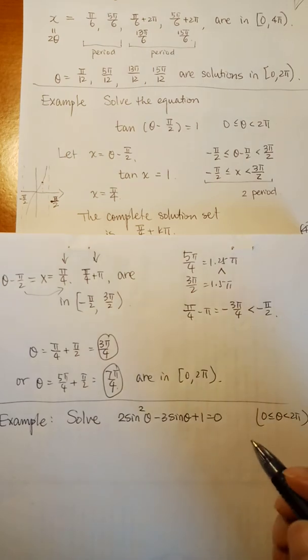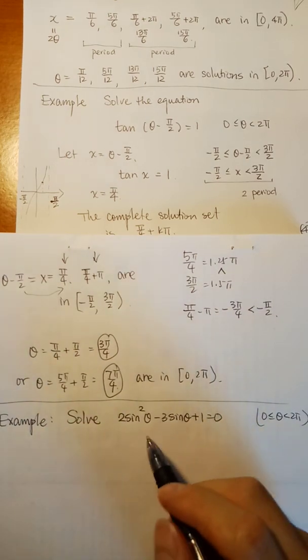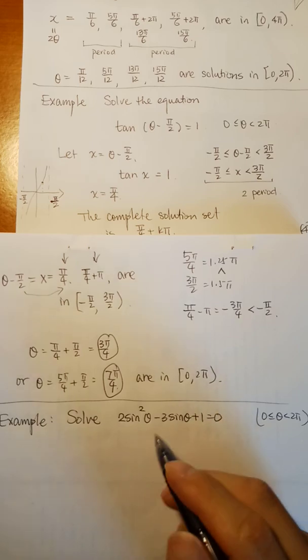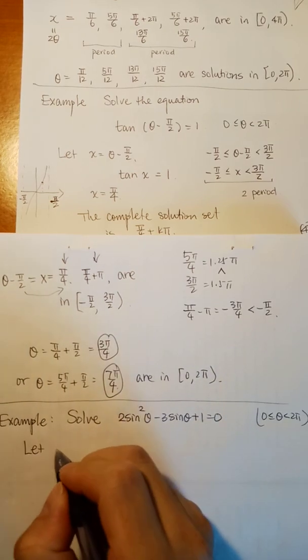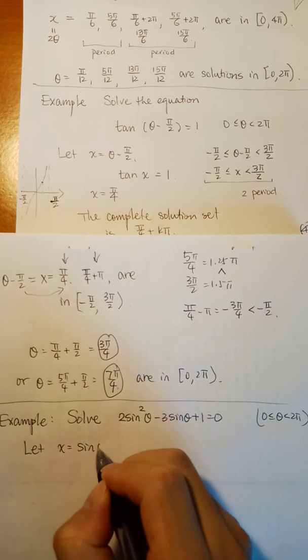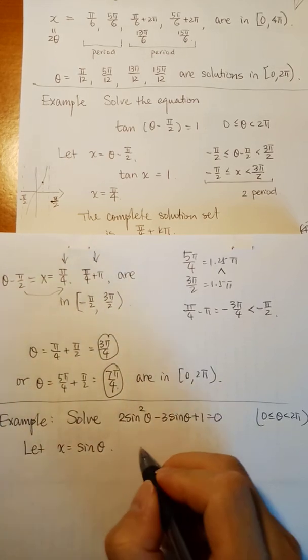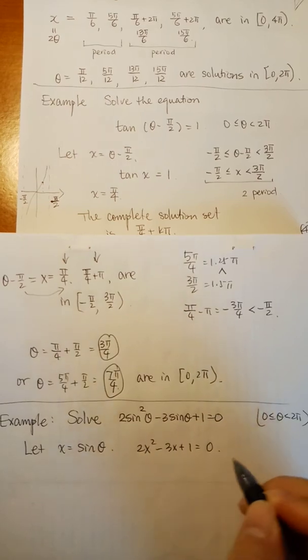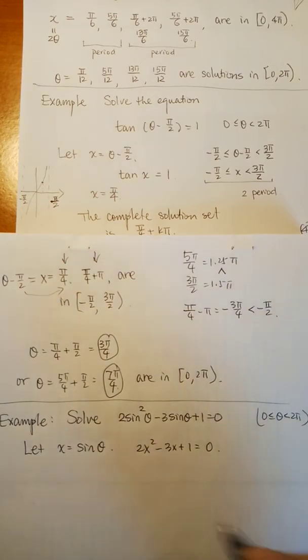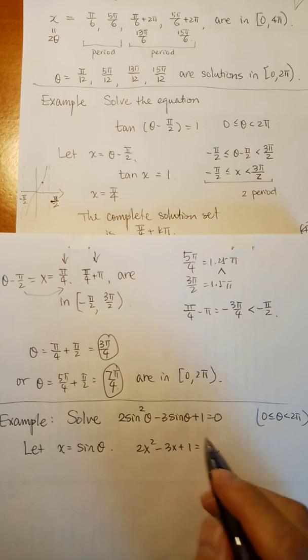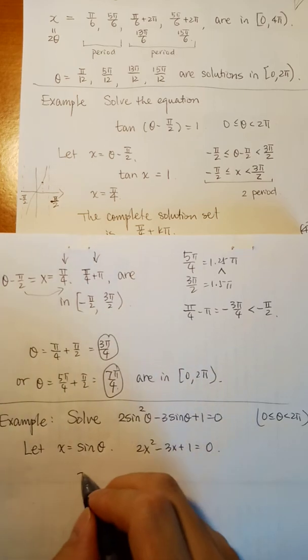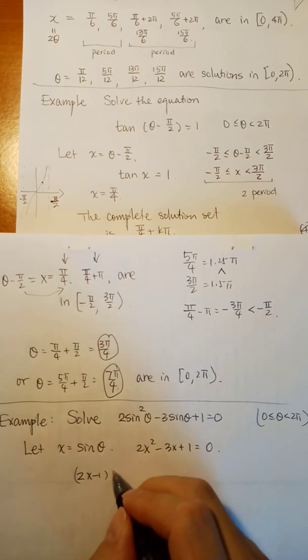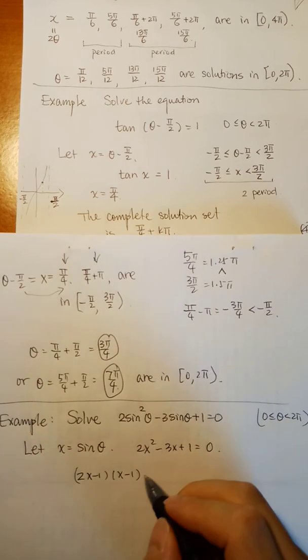How do we solve it? In principle, this is a quadratic equation. So we let x be sine theta. X is sine theta, so we get 2x squared minus 3x plus 1 equal to 0. So it's a quadratic equation. For the quadratic equation, we can factor it. We get 2x minus 1, x minus 1 equal to 0.